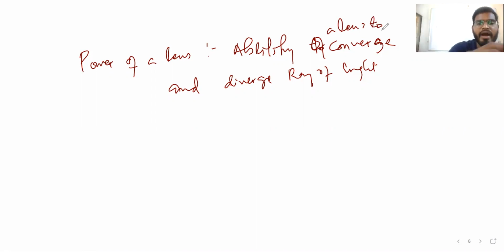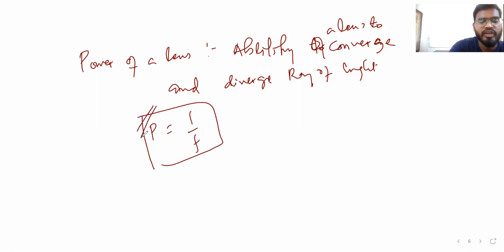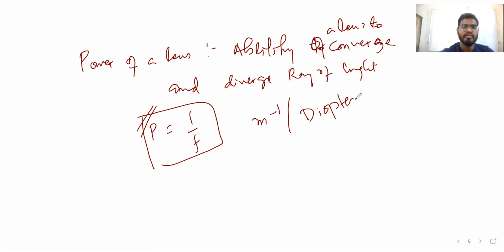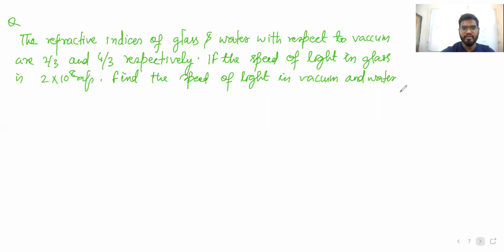Power of a lens. Power is equal to 1 by f. Unit is what? Obviously meter inverse, right? Sometimes it gives in centimeters. So you should convert focal length into meters. The unit is, or we can say, diopter, capital D. That's it. This is about power of a lens.